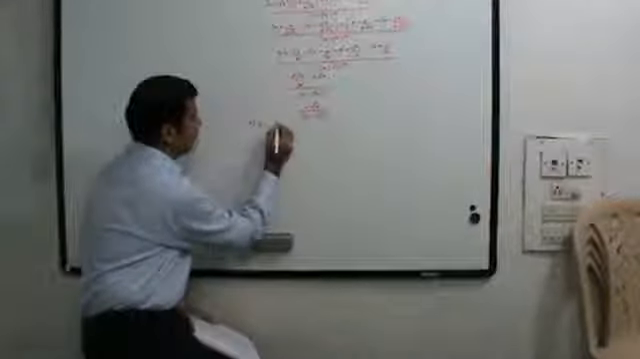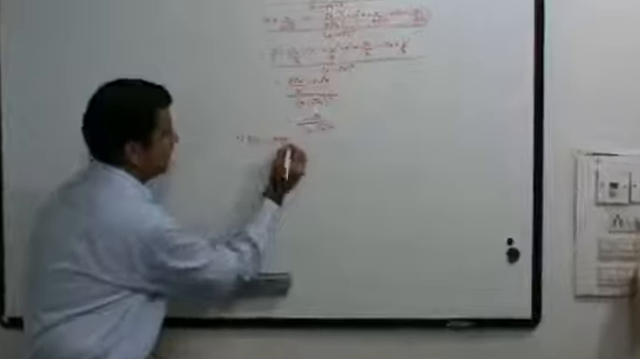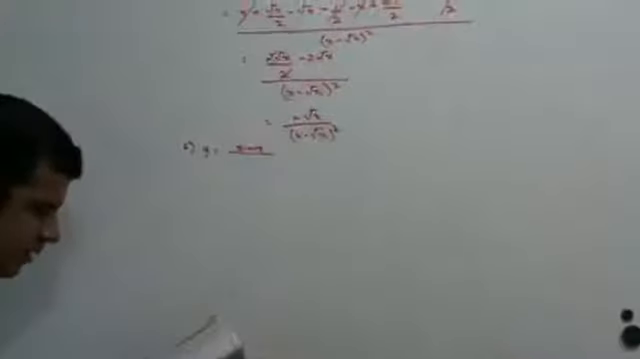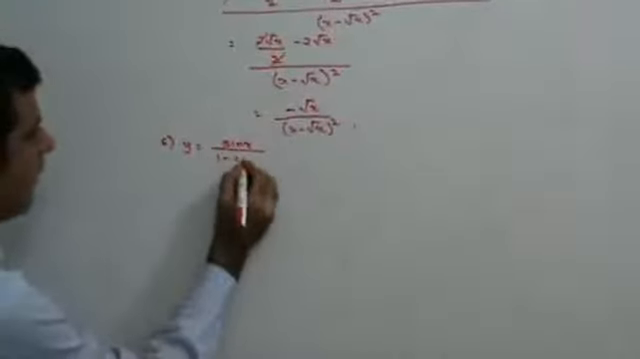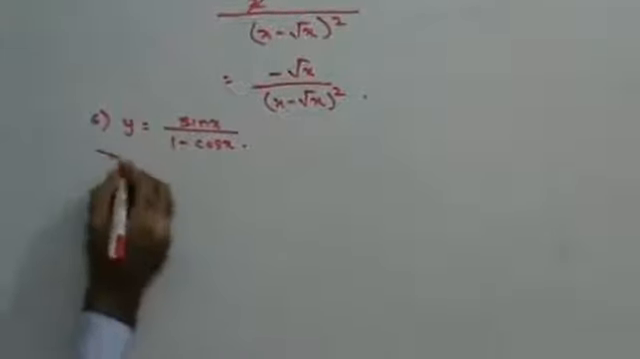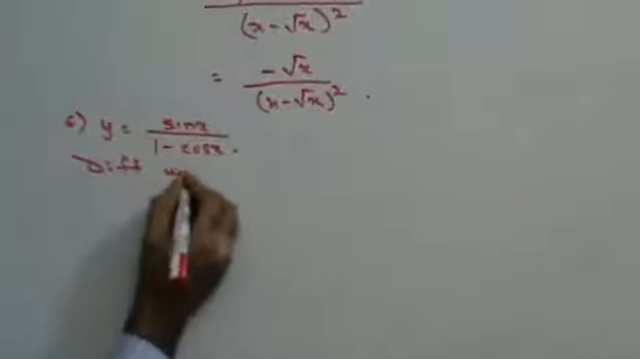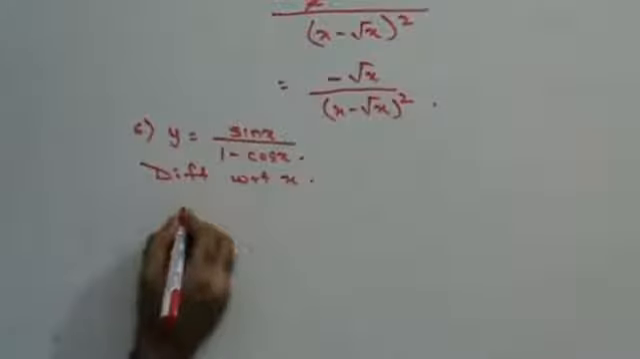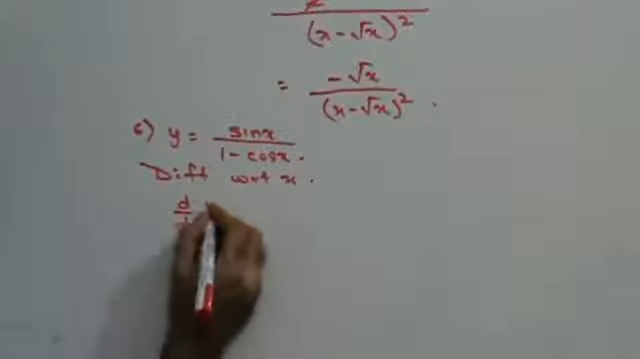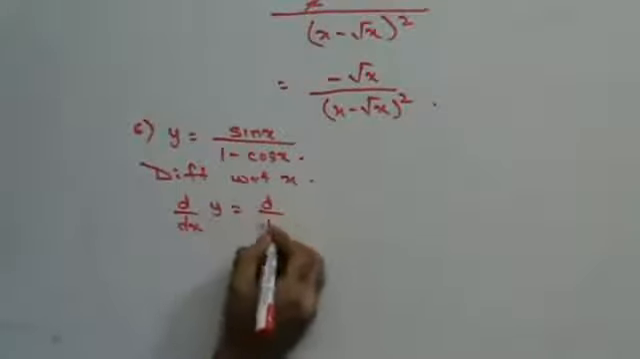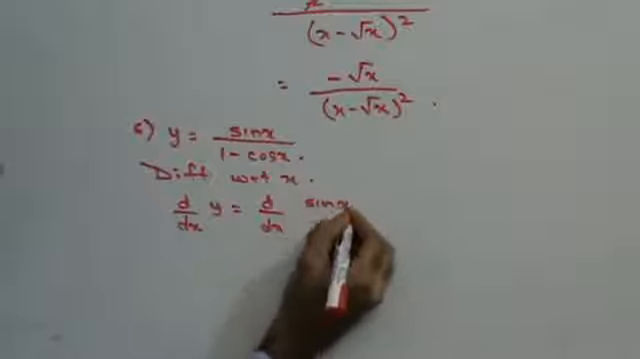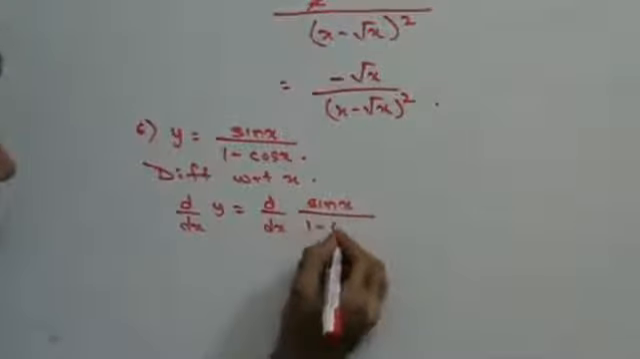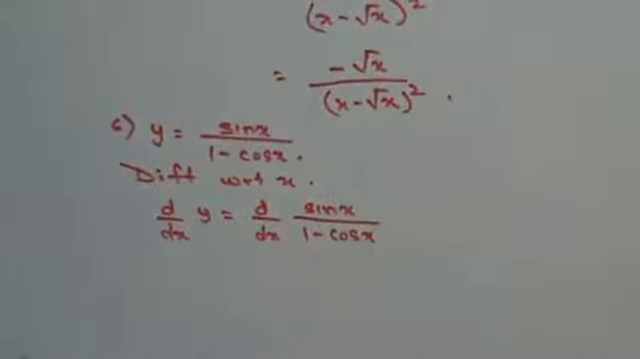Y is equal to sin x upon 1 minus cos x. Right? Let's see the sum. I can say that differentiate with respect to x. So you will get dy dx of y is dy dx of sin x upon 1 minus cos x.